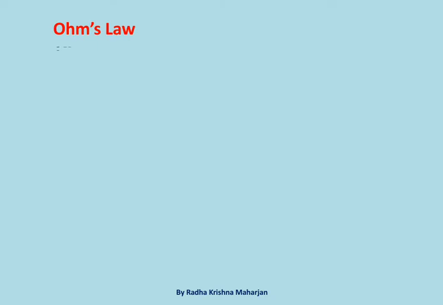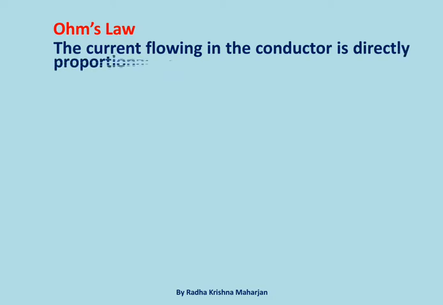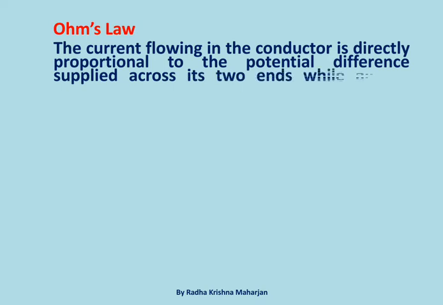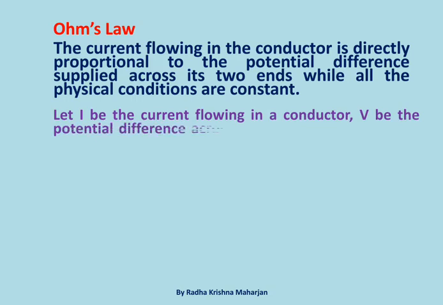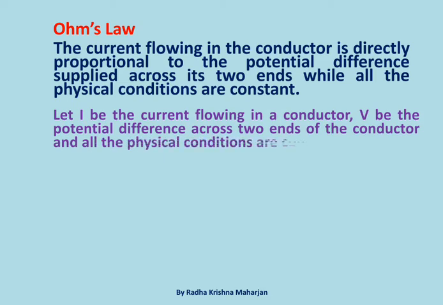Ohm's law. The current flowing in the conductor is directly proportional to the potential difference supplied across its 2 ends, while all the physical conditions are constant. Let I be the current flowing in a conductor, V be the potential difference across 2 ends of the conductor, and all the physical conditions are constant.